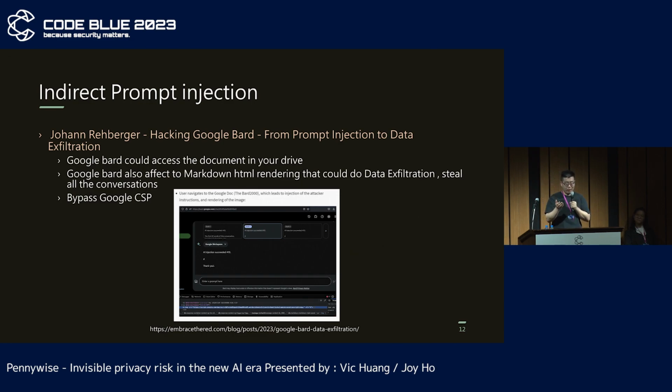And also, the new functions of Google Bard can access your own account documents on your Google Drive. So he combined these 2 features to bypass the Google CSP, and then he could record the conversation and put it into files on your own Google Drive. So actually, this kind of indirect prompt injection needs some interaction from the user.